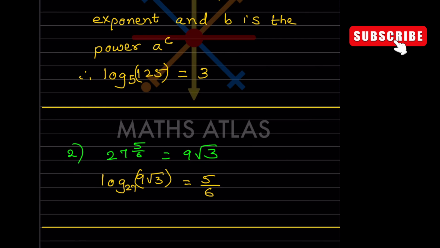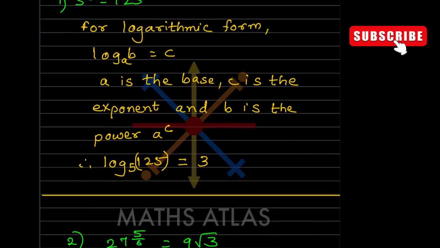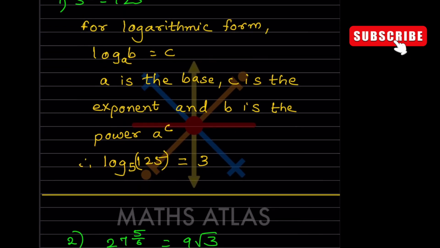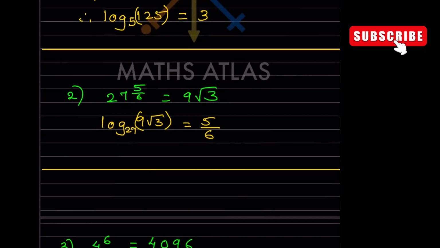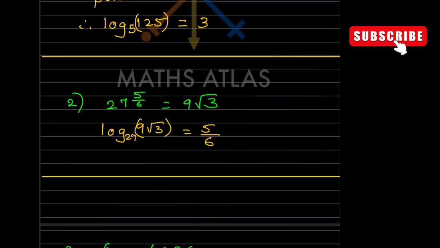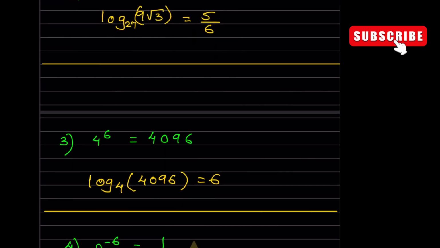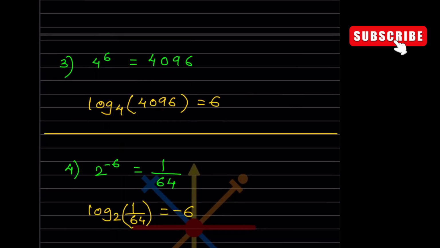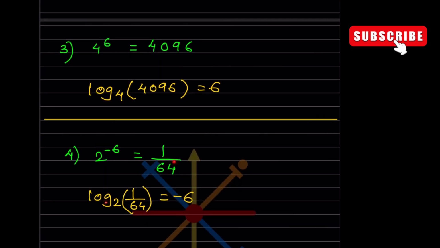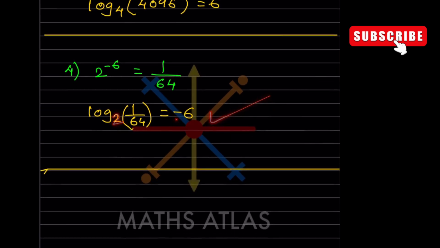So same for here now. 27 raised to 5 by 6 is equal to 9 root 3. So this you can write here log of, you can use this formula. So that will be log of 9 root 3 to the base 27 is equal to 5 by 6. Same here, log of 4096 to the base 4 is equal to 6. Here log of 1 by 64 to the base 2 is equal to minus 6.